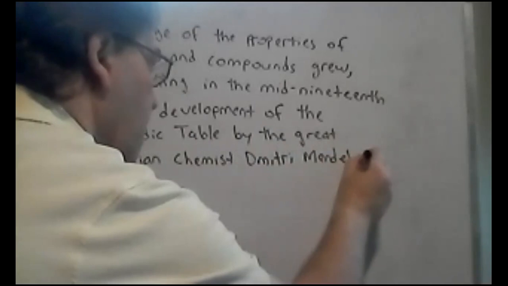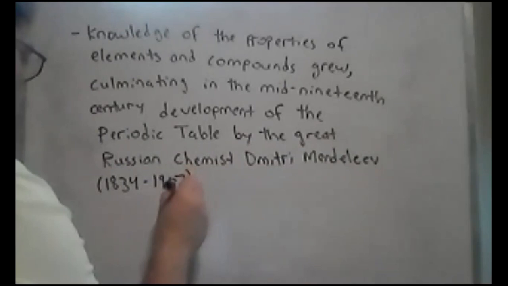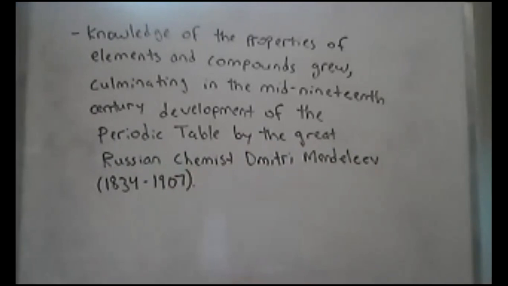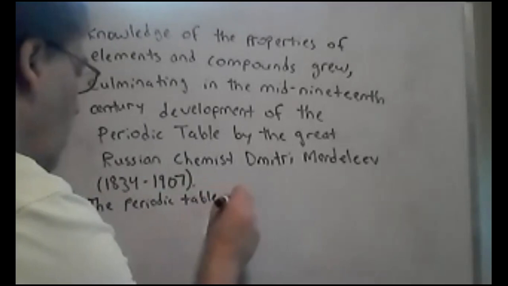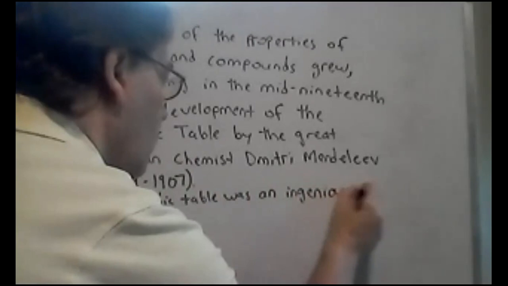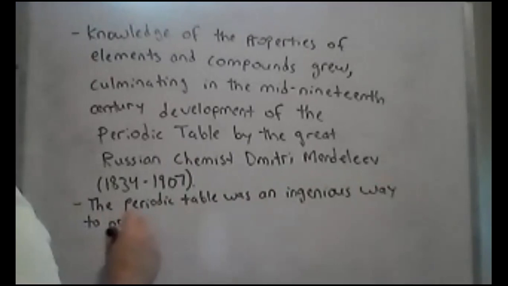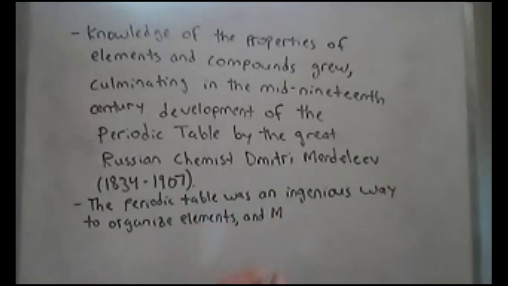And Mendeleev lived from 1834 to 1907. Now, this periodic table that we take for granted is an ingenious way of organizing compounds. In fact, he used the periodic table to actually predict then unknown elements. So again, the periodic table was an ingenious way to organize elements, and Mendeleev used it to predict unknown elements.